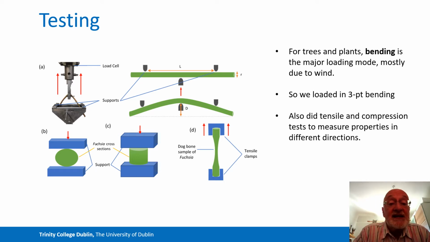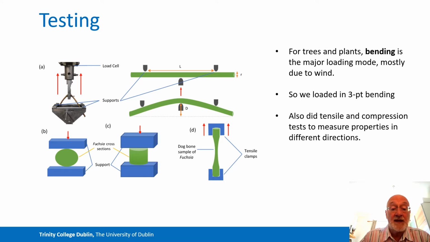So we took stems, the green things here in the picture, and we loaded them in 3-point bending, and that's the test that we're really trying to understand and predict the results of. But in order to get basic properties for the material, we also tested the stems. We tested them in compression, both axially and transversely, and we also did standard tensile tests, just so we've got all the material properties that we need.